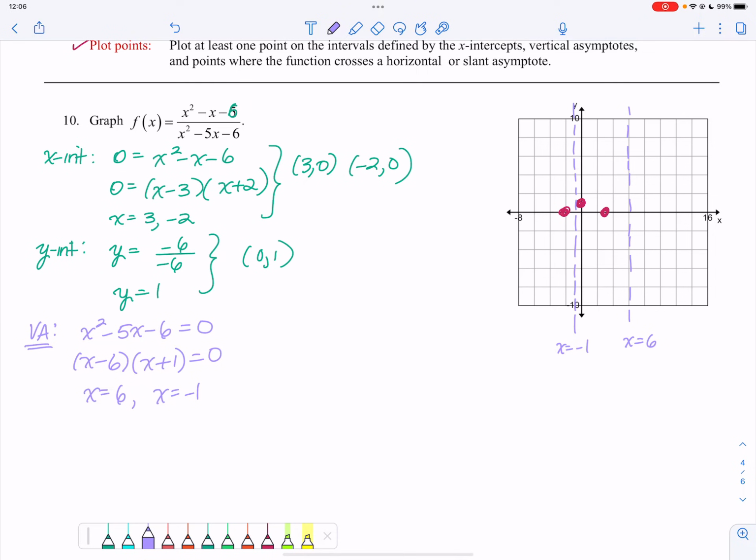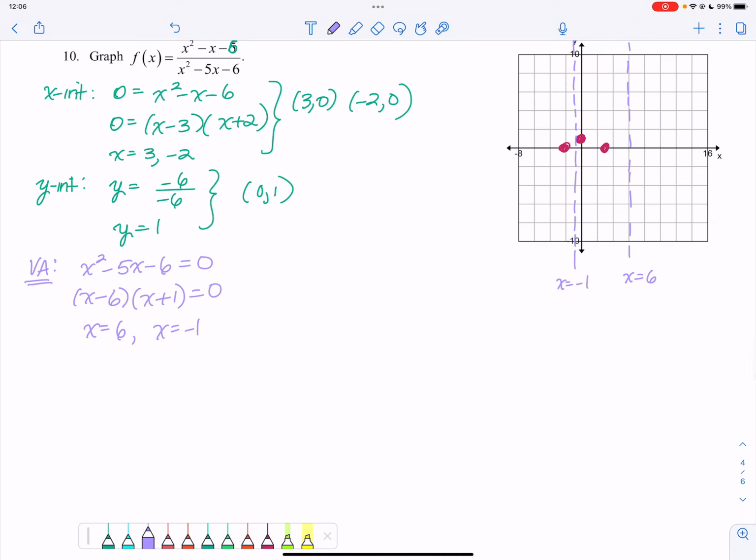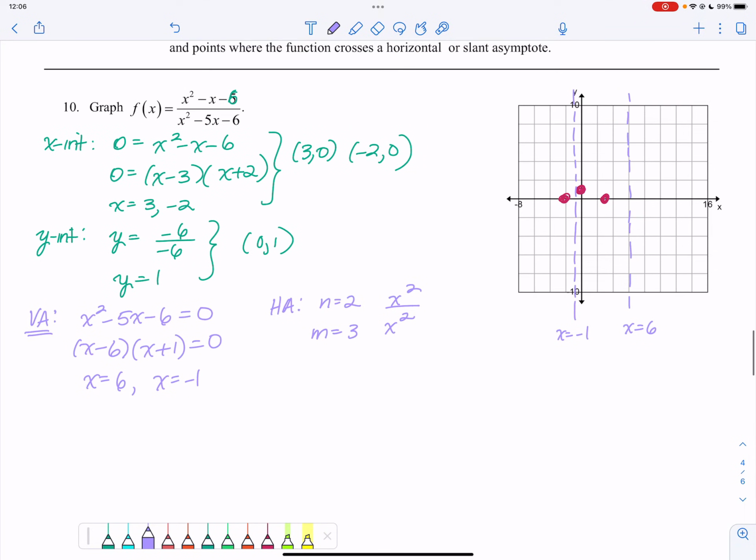Okay, so now let's take a look at our horizontal asymptote. And as you can see, the numerator's degree is 2 and the denominator's degree is 2. So when those degrees are the same, we make a ratio of those coefficients and we get y equal to 1.